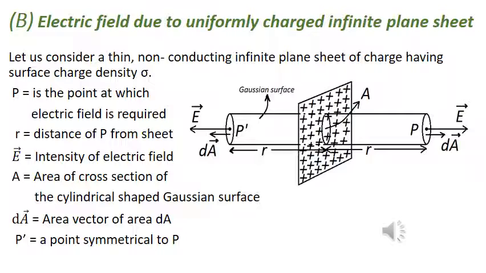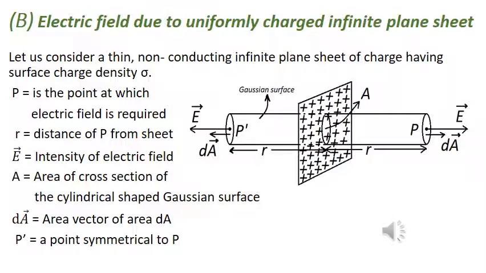Now to find the electric field intensity at a point near the surface of the plane sheet, let us consider a thin non-conducting infinite plane sheet of charge having surface charge density sigma. P is a point at a distance r from the sheet at which we are going to find the electric field intensity. E is the electric field intensity. The direction is outwards.